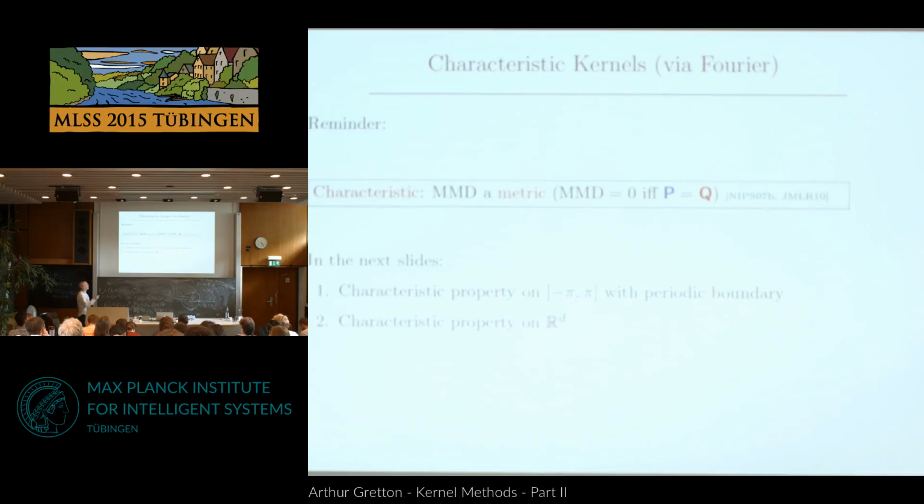And just to remind everyone, a characteristic kernel is a kernel for which this MMD is a metric. So this distance between distributions using these kernels is 0 only when the distributions agree. This is a very powerful property that you might want in testing, and I'm going to show you that it's actually not too hard to figure out if your kernel has that property.